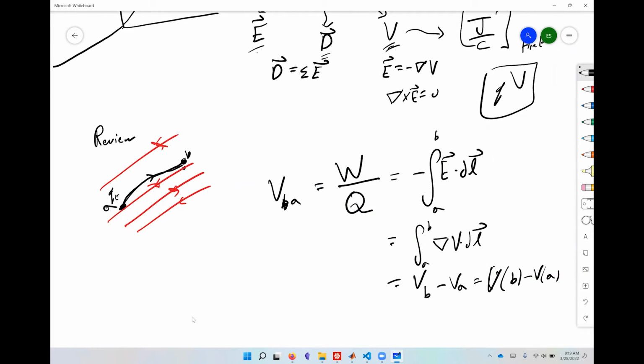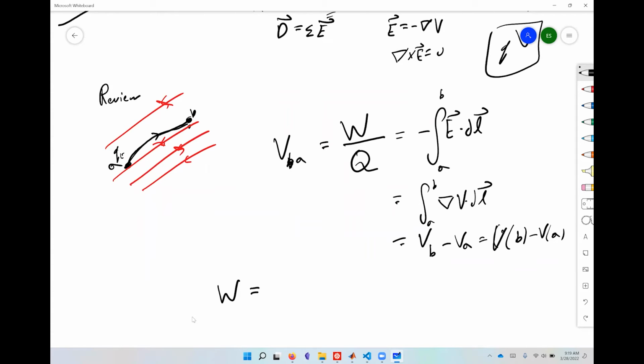And then from here, it's clear that W equals, let me call this small q to indicate that it's a test charge that I apply or that I move. So W equals q VBA. This is the energy required to move the charge from point A to point B. This is not the energy of the electrostatic field. We're not there yet. This is just the energy to move a charge across the field from point A to point B.